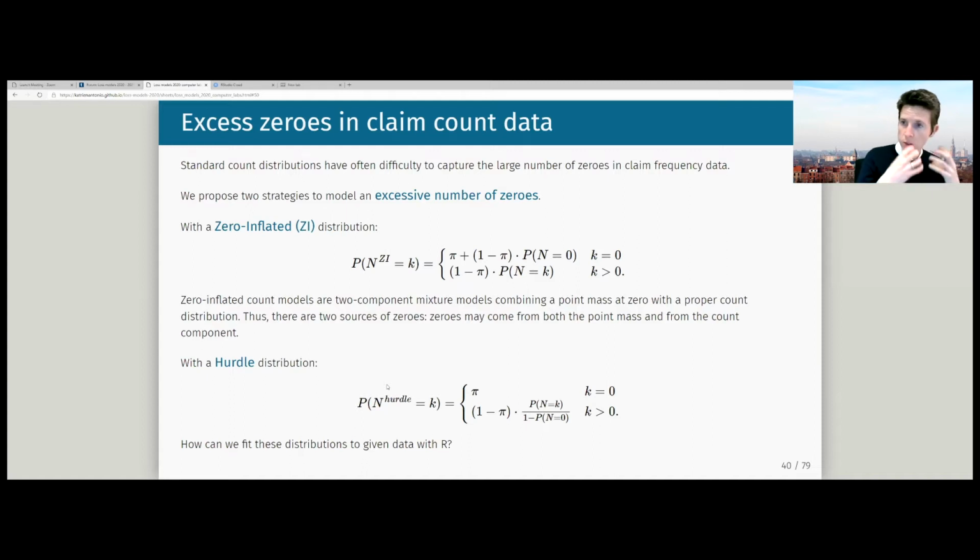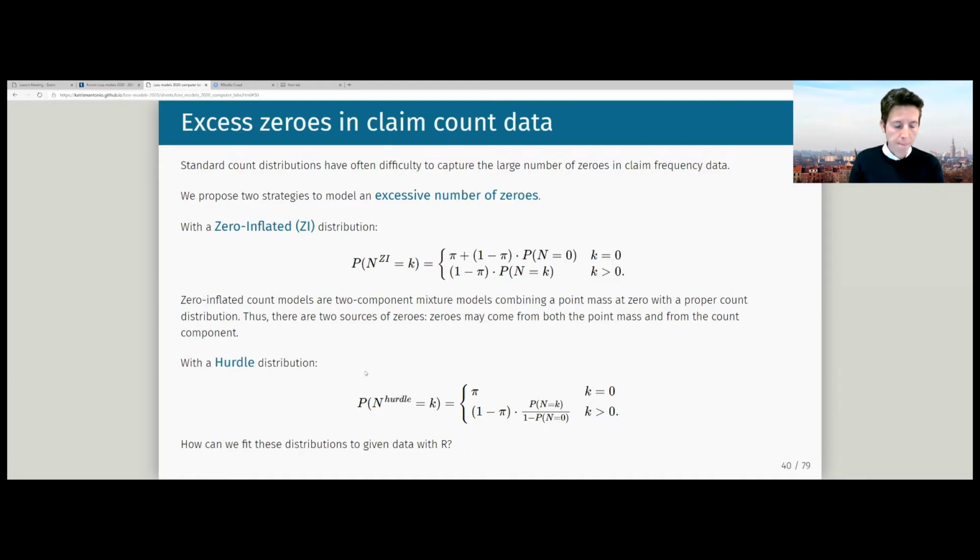And you give a weight, here denoted with P, to this degenerate distribution at zero, and you give the weight 1 minus P to the regular count distribution. And that basically means that you change your probability function in the following way, right? So that's a zero inflated count model. It's a two-component mixture model. It combines a point mass at zero with a proper count distribution.